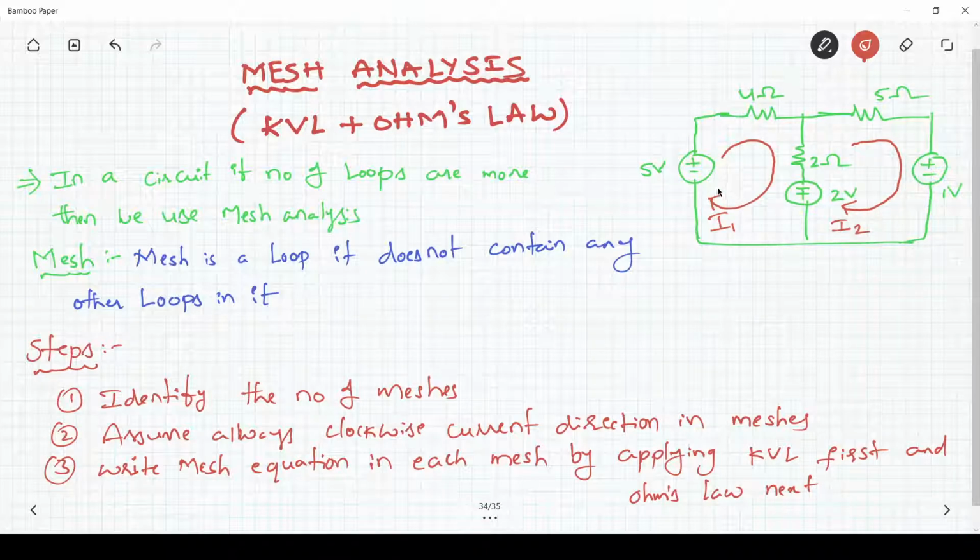While applying KVL, you have to put the positive and negative signs in the direction of current. Let us suppose in the first mesh we put positive and negative. This current is entering at the positive terminal and leaving from the negative terminal. What is the meaning of that? Current is flowing from higher potential to lower potential. Higher potential indicates positive sign, lower potential indicates negative sign.